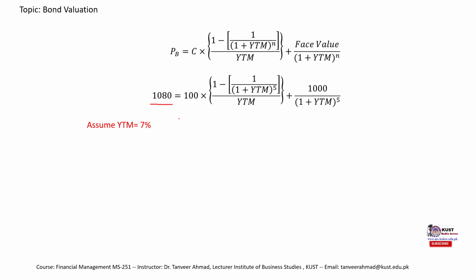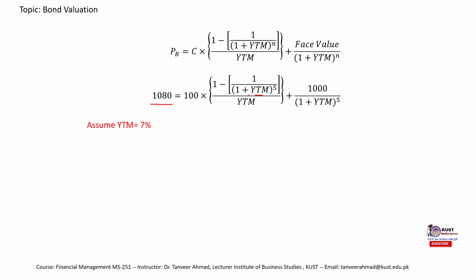So this part is no more unknown. We have the value. What is unknown is the YTM part. So what do we do? We use the same formula. We input the values. So the current bond price is 1080. The interest amount is 100.